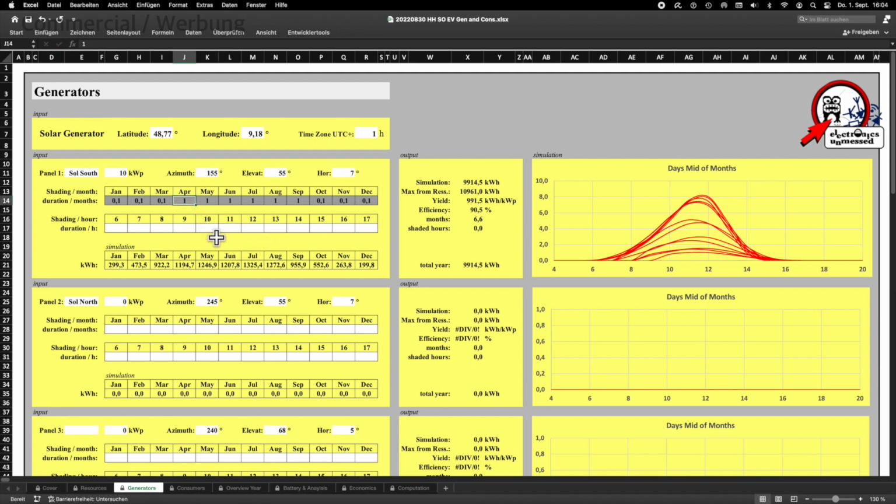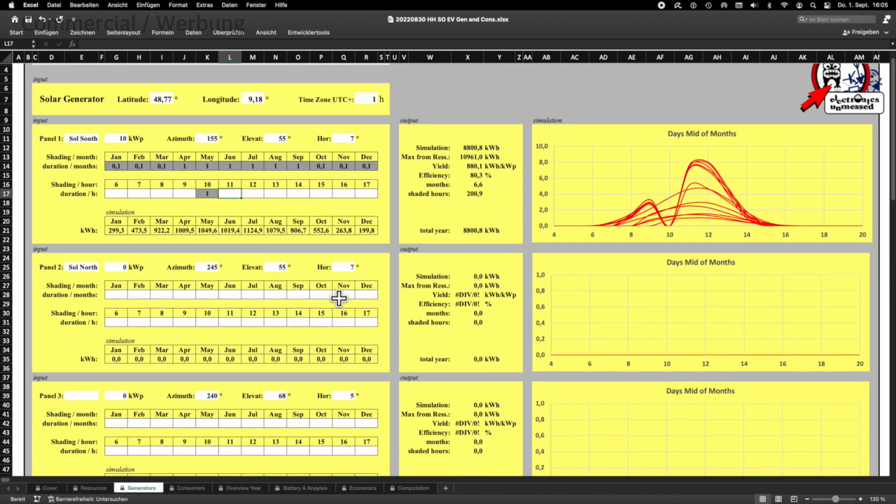The duration of the shading is about 1 hour, and it happens at 10 o'clock in the morning. We can consider this by inserting 1 for the 10th hour in the input table. The graphic on the right side shows immediately the effect of the shading. We see here the average power generation of a panel over a day in the middle of each month. And by the way, our efficiency compared to the optimum went down to 80.3%.